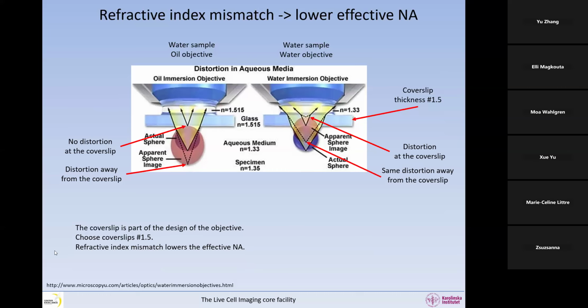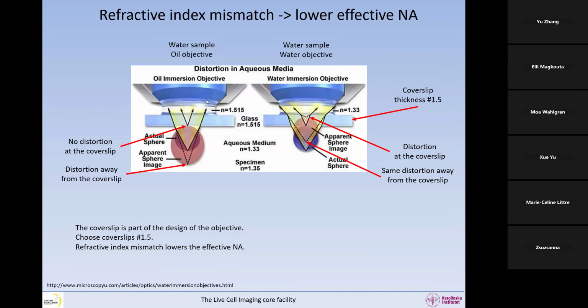And the refractive index mismatch lowers the effective numerical aperture. You can see in here that the cone of light, you remember the numerical aperture depends on the cone, or the angle of the cone of light that comes inside the objective. And because of refraction here, the cone of light is smaller. So it's exactly the same thing as using an objective that has a smaller numerical aperture.